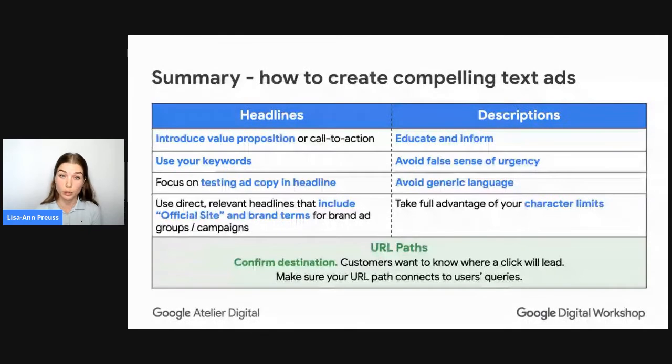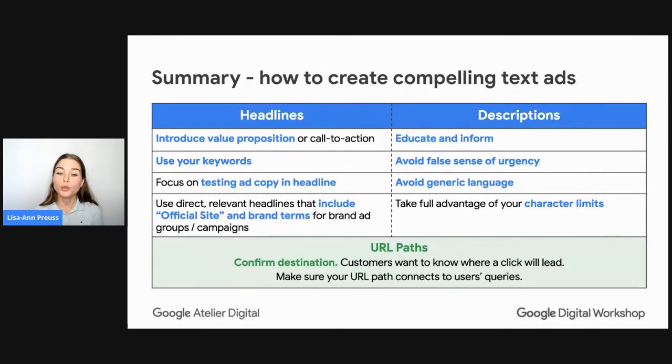And as for the descriptions, you have 90 characters. Use as many of those as you can to educate and inform your users. Still, make sure to avoid a false sense of urgency, avoid generic language, and take full advantage of your character limits.